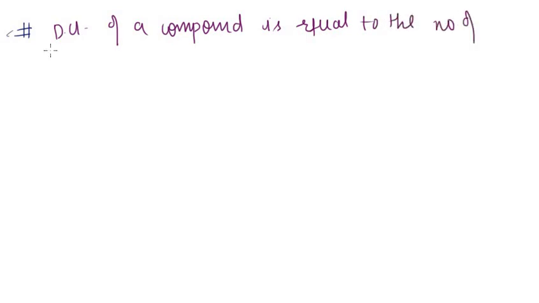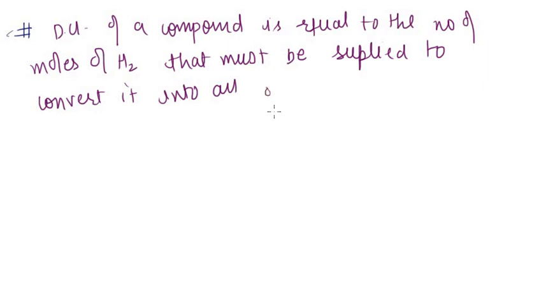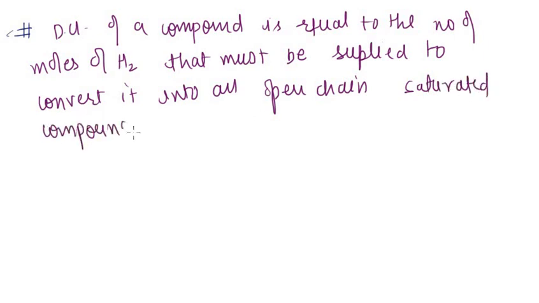Degree of unsaturation of a compound is equal to the number of moles of H2 that must be supplied to convert it into an open chain saturated compound. So open chain saturated compound is open chain alkane, because alkane is a saturated compound.